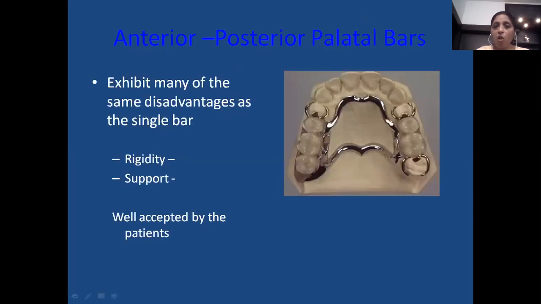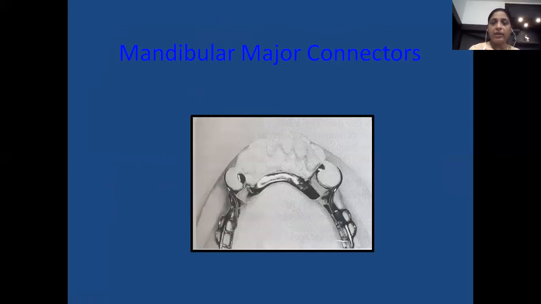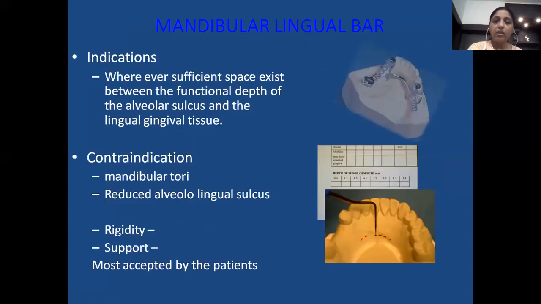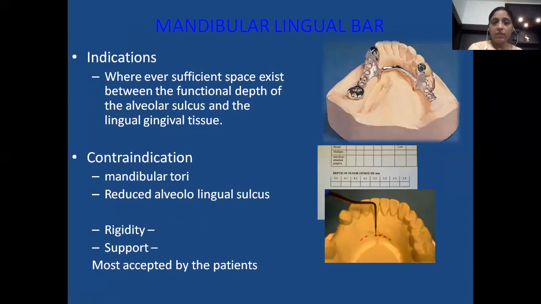So this was all about the maxillary major connector. Now after the maxillary major connector, we'll continue with mandibular major connectors. The first mandibular major connector is the lingual bar.